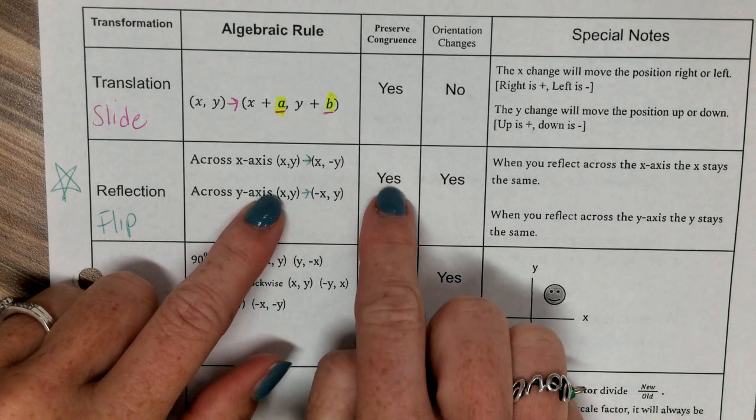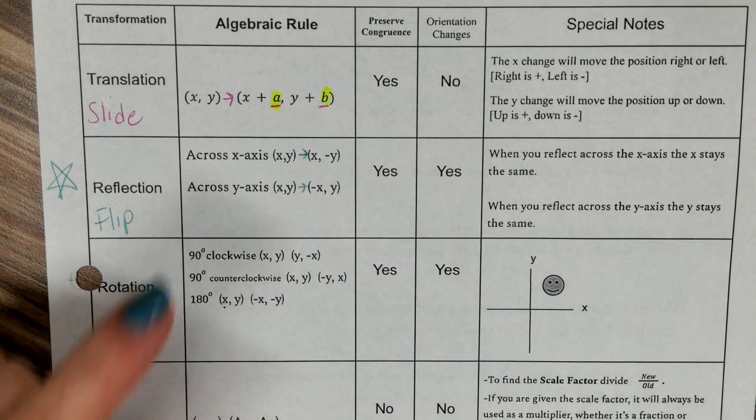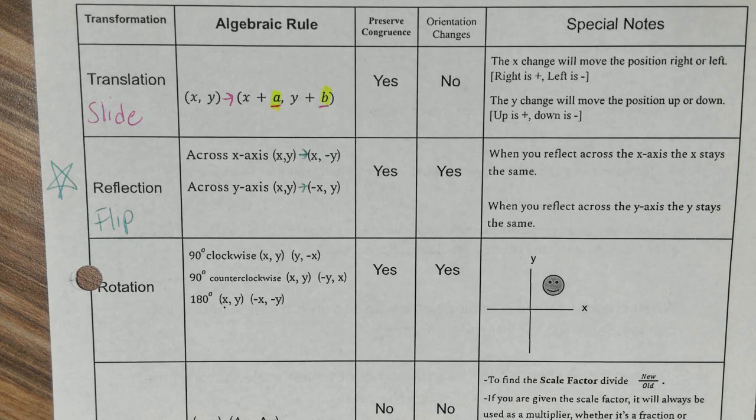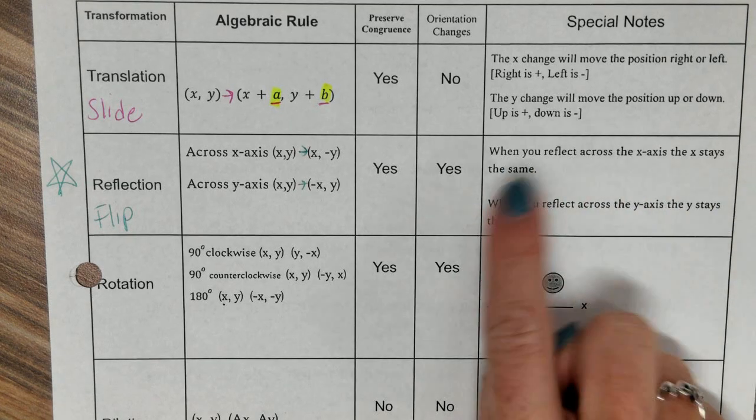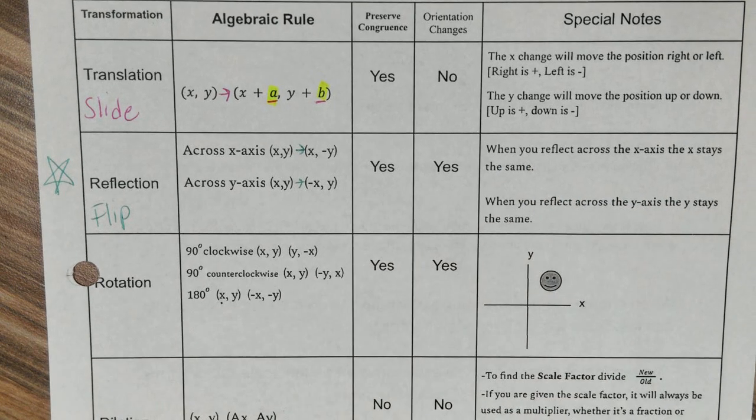Does a reflection preserve congruence? Yes, all it does is take the shape and flip it. Does your view change? Yes. You go from seeing the front of it to seeing the back of it or vice versa. Does everybody understand? And then I have the special notes. When you reflect across the x-axis, x stays the same. When you reflect across the y-axis, y stays the same.